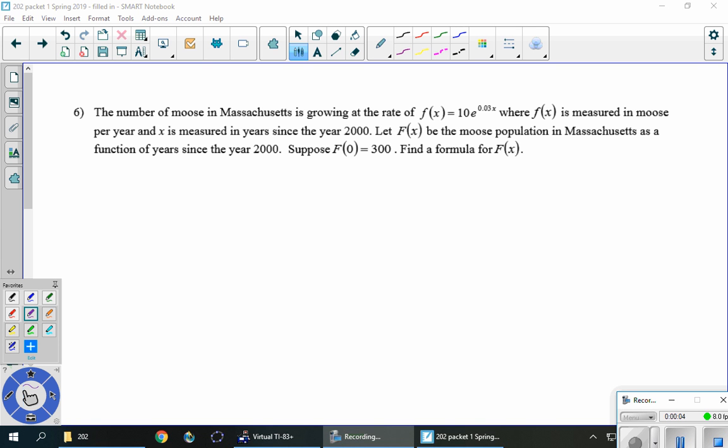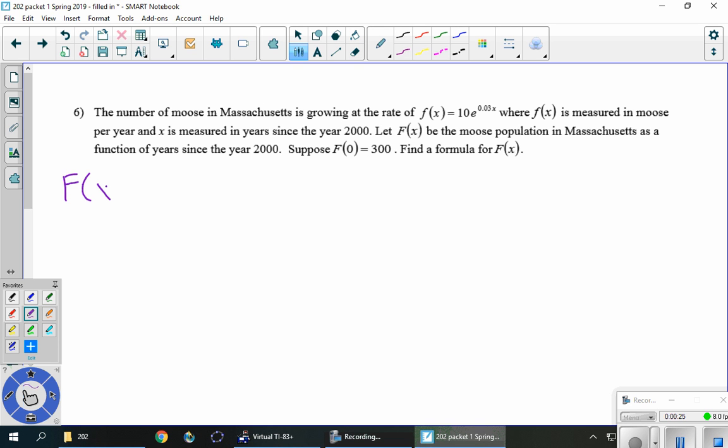The number of moose in Massachusetts is growing at the rate of f of x equals 10 e to the 0.03x, where f of x is measured in moose per year and x is measured in years since the year 2000. Let f of x be the moose population in Massachusetts as a function of years since the year 2000. Suppose f of 0 is 300. Find a formula for f of x.